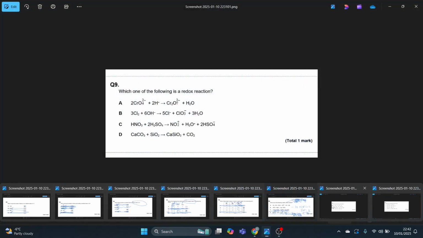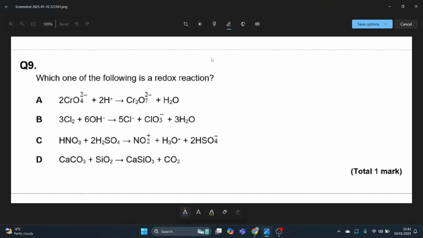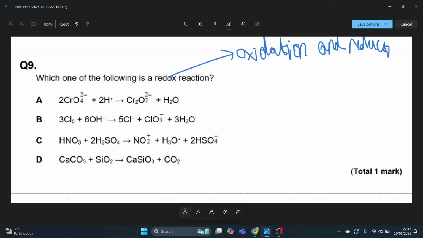And then question 9, which one of the following is a redox reaction? So is a redox reaction where oxidation and reduction occur? So okay, let's look at this one for example.